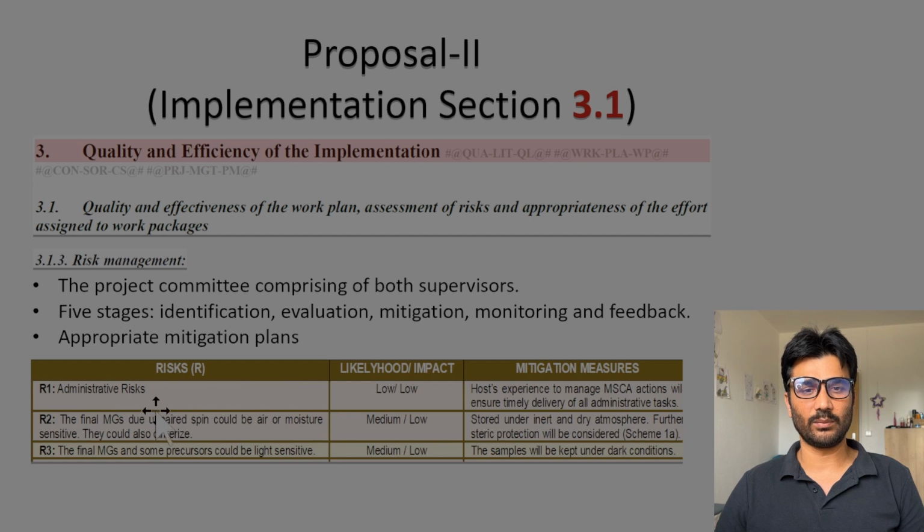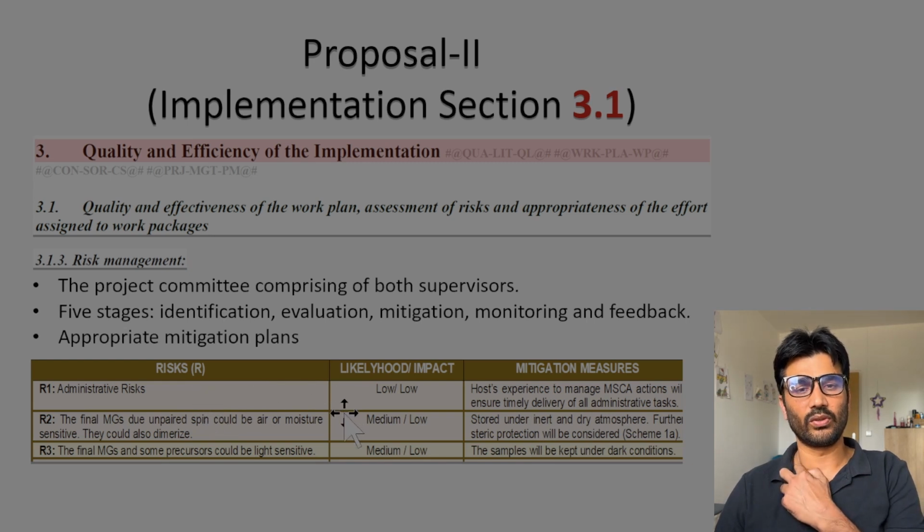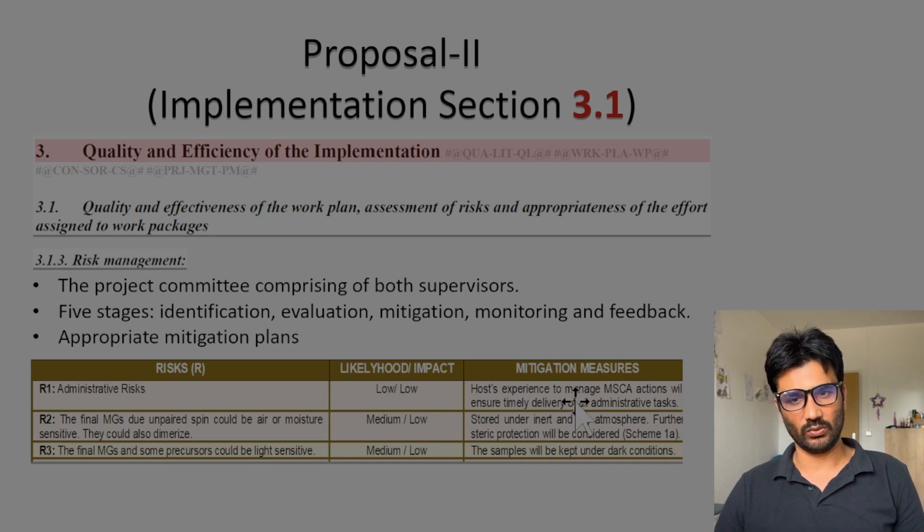Here, for example, I was talking about administrative risks. Its likelihood is low and impact is also low. I mentioned that the host's experience to manage MSCA actions will ensure this, but this is one of the weak points in my proposal also. I'm not sure this was the appropriate mitigation measure, so I should maybe go into detail here.